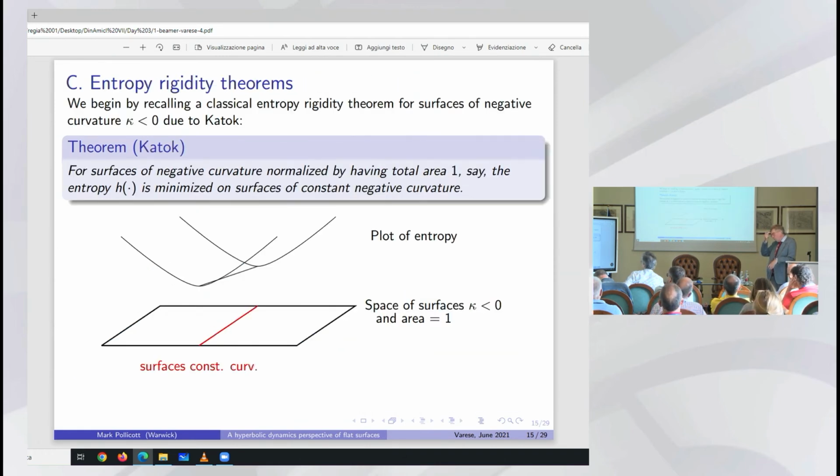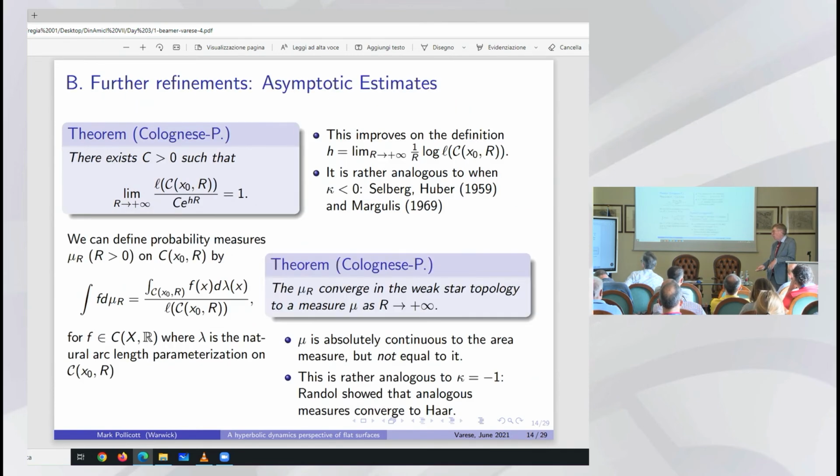So, can I just ask? You can. Does your equidistribution result also hold on the unit tangent bundle? Yes, it will converge, and it should also converge to something, but I'm not entirely sure I can specify what it is. Yeah, yes. That's good.